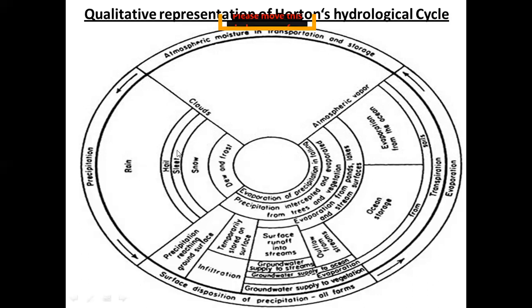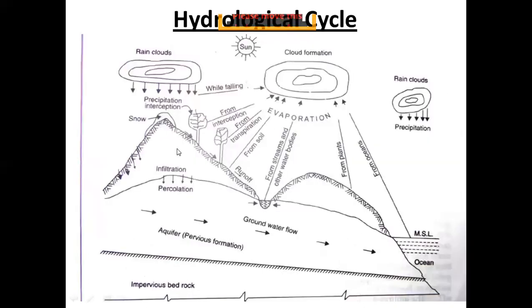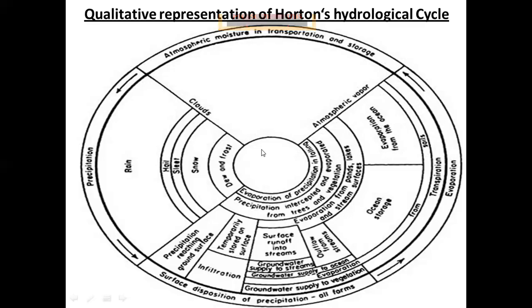In the previous slide, if you can see, you had mountains, an ocean, groundwater, everything shown there. But this is a different way. This is the qualitative representation, and more specifically it's Horton's, named after the person. So it is Horton's qualitative representation.